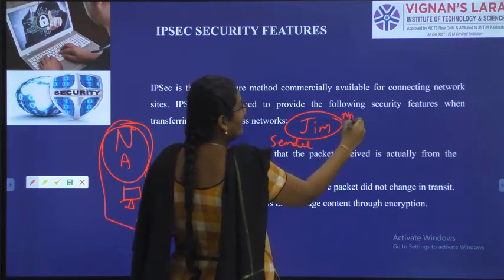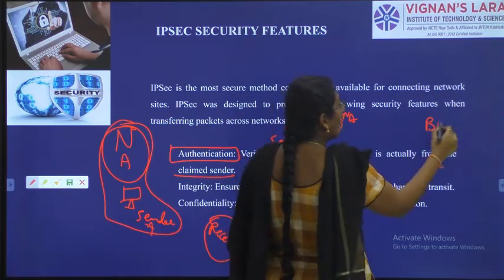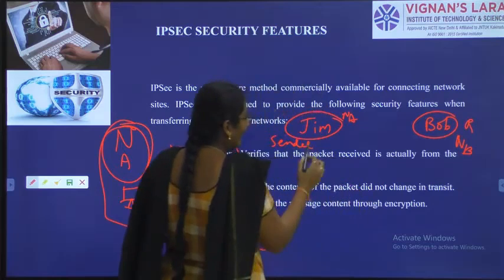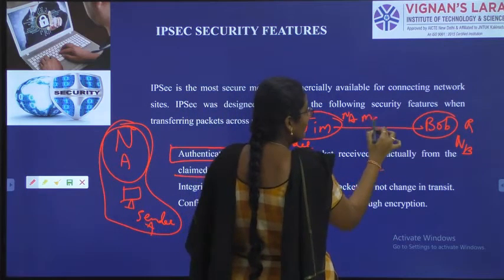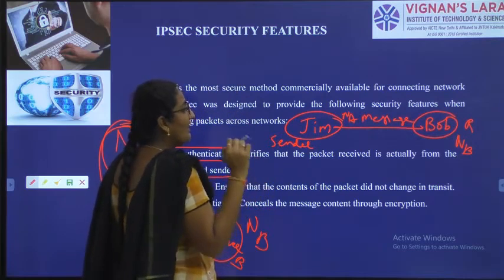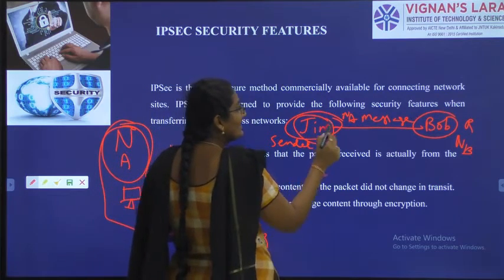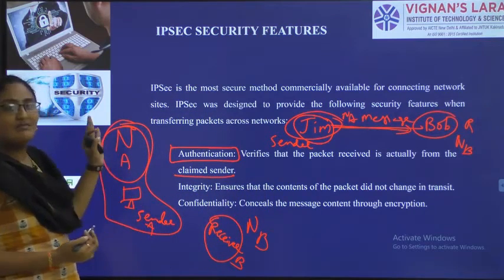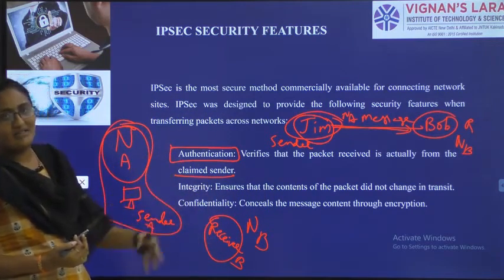Jim is in network A. Bob is the receiver. Bob is in network B. Now Jim wants to send a message to Bob. What is authentication? Verifying whether Jim only sent this message or not. That is authentication. Sender will be in one network, receiver will be in another network.